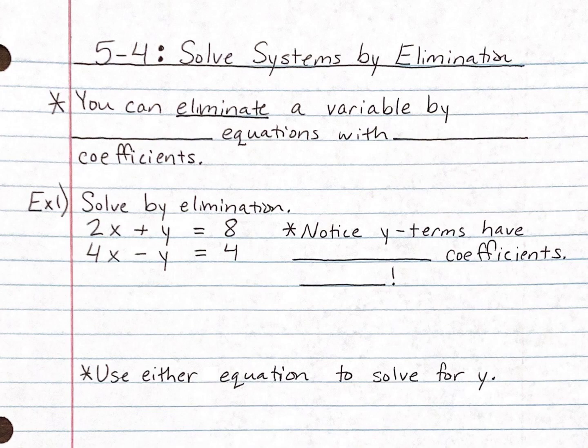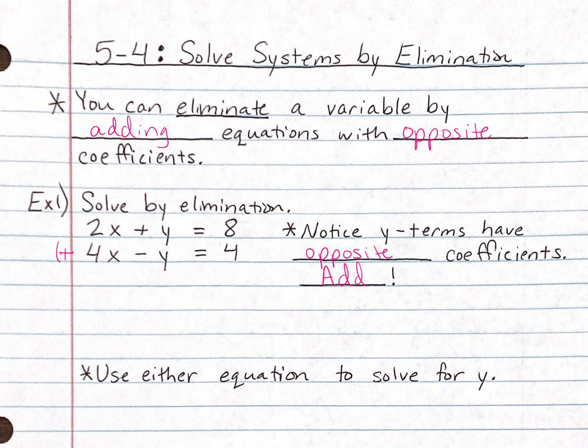Lesson 5.4, Solve Systems by Elimination. You can eliminate a variable by adding equations with opposite coefficients. So we're going to solve this first problem by elimination. Notice the y terms have opposite coefficients, so we are ready to add.